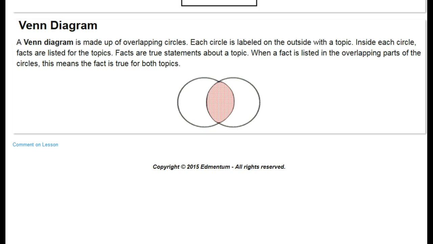Venn diagram. A Venn diagram is made up of overlapping circles. Each circle is labeled on the outside with a topic. Inside each circle, facts are listed for the topic. Facts are true statements about a topic. When a fact is listed in the overlapping parts of the circle, this means that the fact is true for both topics.